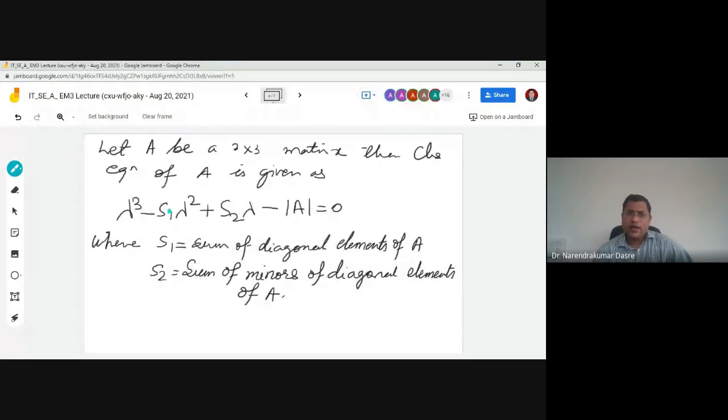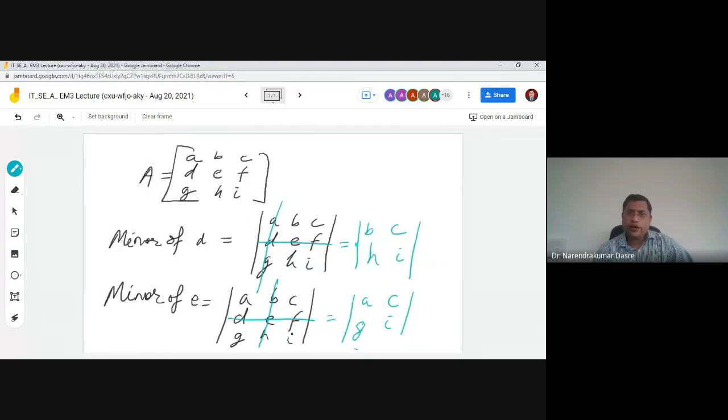I am explaining. S1 is the sum of the diagonal elements, and now I am talking about S2. How do we get S2? S2 is nothing but the sum of minors of diagonal elements. So how to get a minor, that we are discussing. Now I want the minor of this element. For this A, this will be the minor. For this E, this element, this element, this element, and this element will be the minor. And for this I, this will be the minor.